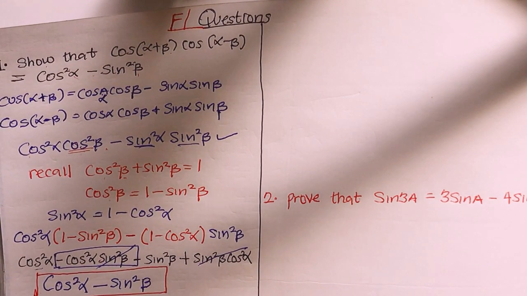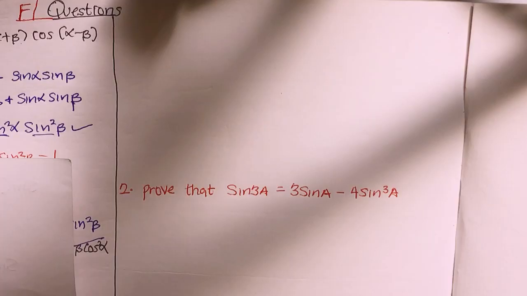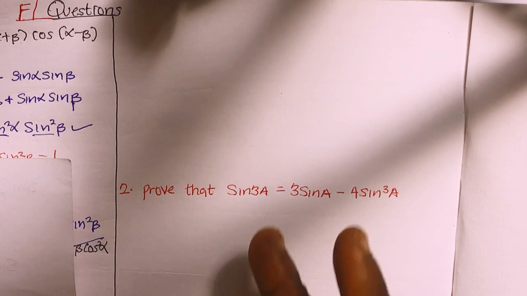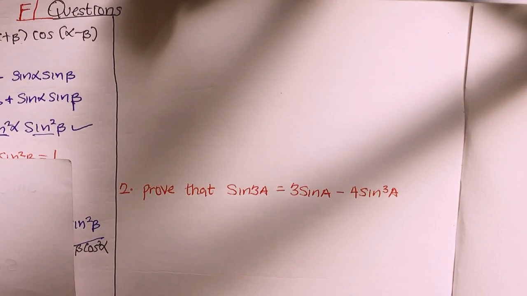Now, let's move to the second question. You have to prove that sine 3a equals 3 sine a minus 4 sine cube a. The question is actually simple, because you have to prove that this is equal to this. That means you don't need to stress yourself. Then let's go ahead and find the solution to this.